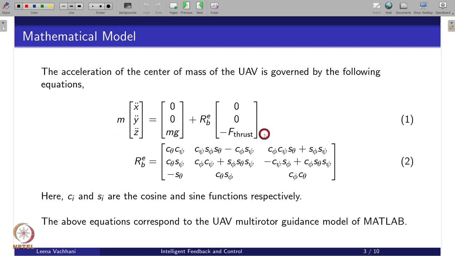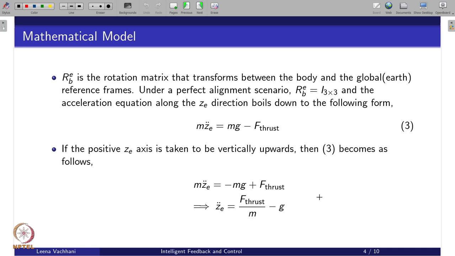Now since we are only looking into the Z variable to be controlled, and because we had considered the body frame alignment with the global frame, we can consider the dynamics associated with X and Y accelerations to be zero. Now this transformation is very well known in the robotics community, and the C and S terms are just a simple form of representing cos and sine. Now these above equations represent the UAV multirotor guidance model of MATLAB. One can also refer to it for further understanding of this equation. My interest here is to get the dynamics for Z_E, where we want to make sure that this Z_E follows a particular set point.